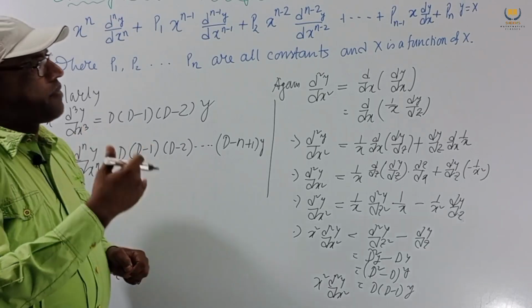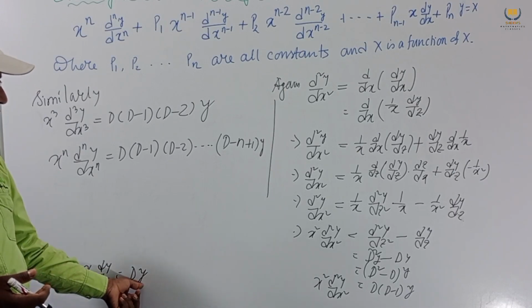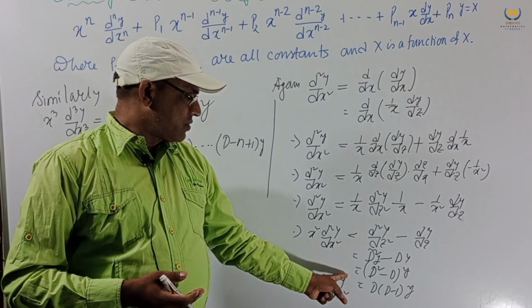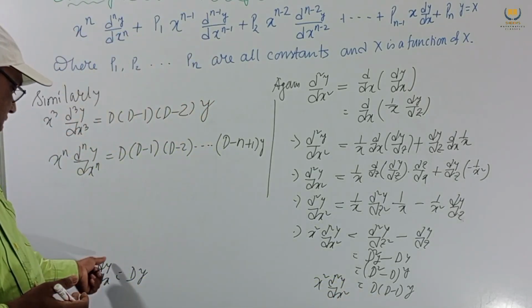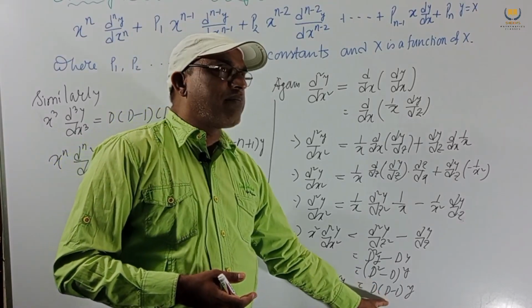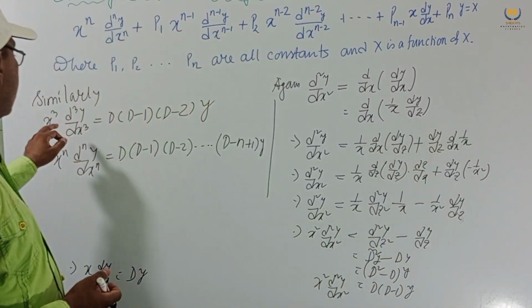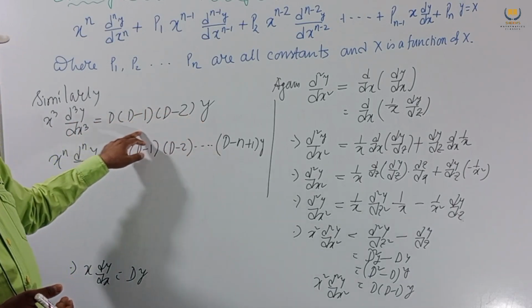After putting the value for x dy/dx and for x^2 d^2y/dx^2, we substitute. You just have to remember: if it is x dy/dx, we write Dy. If it is x^2, then we write D(D minus 1). If it is x^3, then D(D minus 1)(D minus 2), three factors.